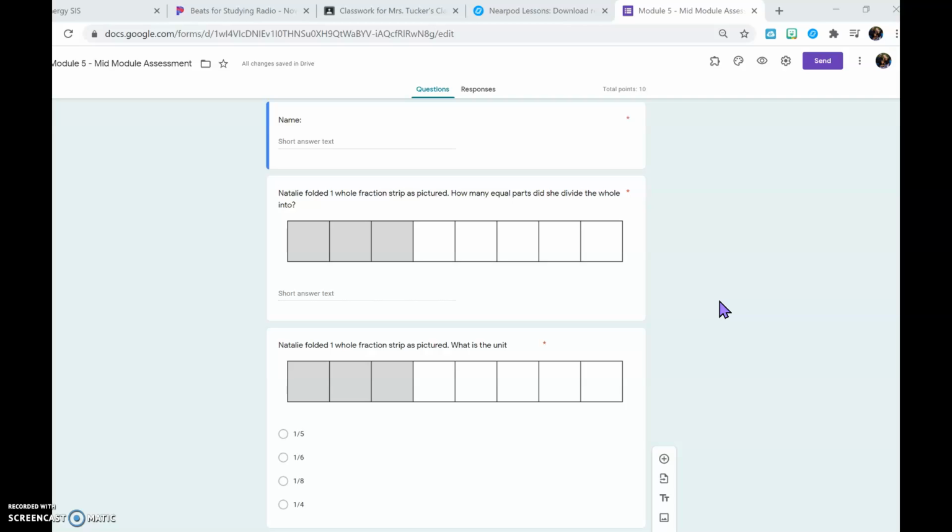So you're not telling me a fraction on this one. You're telling me how many equal parts does Natalie fold the fraction strip into? So how many equal parts does Natalie have?